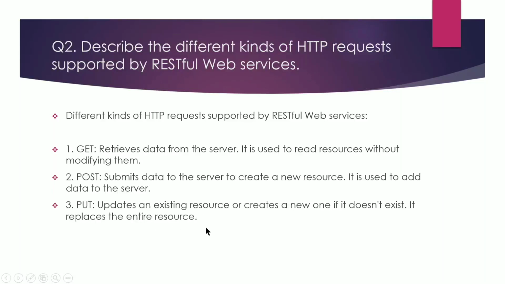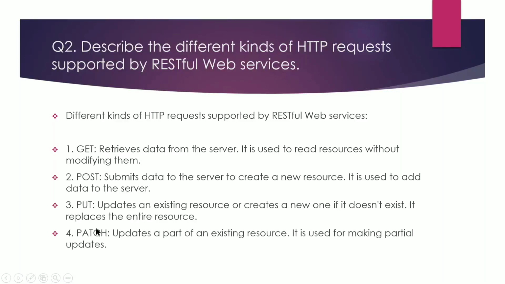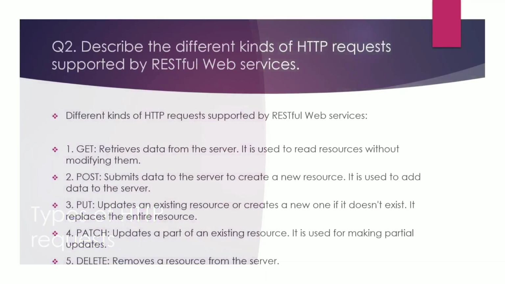But now you will ask me, if I want to update just a part of a resource, then what should I use? To do that you use the PATCH request. The PATCH request is used to update a part of an existing resource, and it is used for making partial updates. Now let's see what else we have. The fifth kind of request is the DELETE type. If I want to delete or remove some resource from a server, then I will use the DELETE type of request. These are some basic types of requests that you should know. So now let's move ahead.